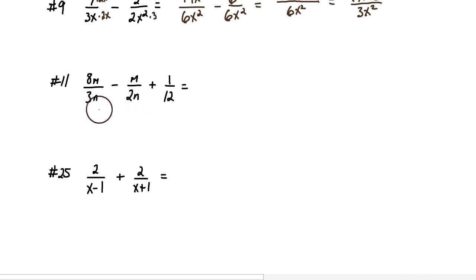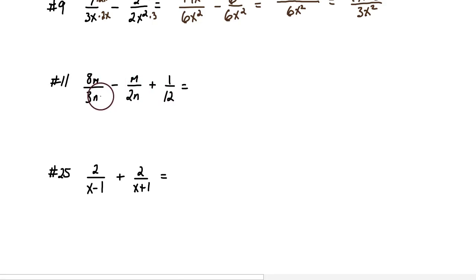Number 11, we don't have common denominators. What's the LCM of 3, 2, and 12? It's 12. Notice that some of them have an n in it, but this one doesn't. Our common denominator also needs to have an n. So our common denominator will be 12n.